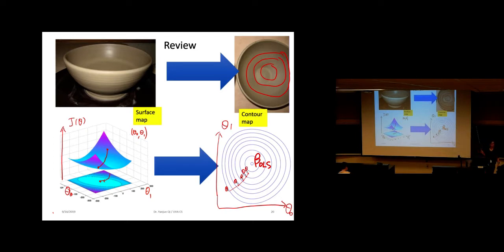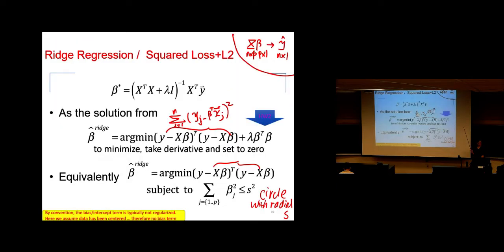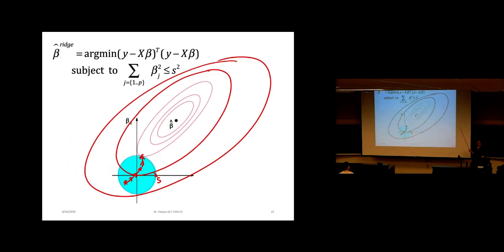So the constraint is lambda beta transpose times beta. Is that right? Which one? The circle in the middle. This one, the blue circle? Yeah, that's the blue circle. There's a parameter s, and that's related to lambda. Okay, s is related to lambda. I'm going to talk about the relationship between s and lambda in a few slides.